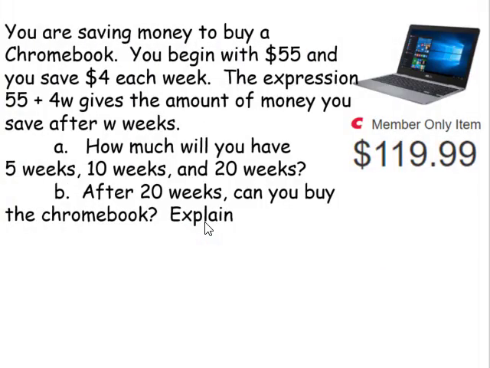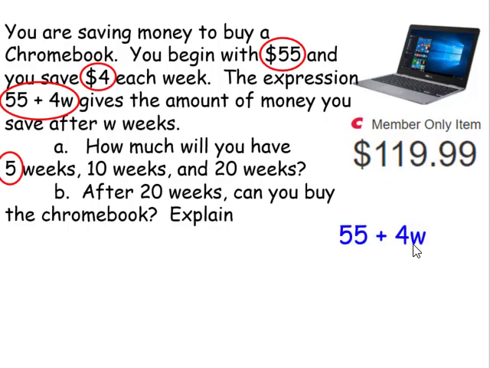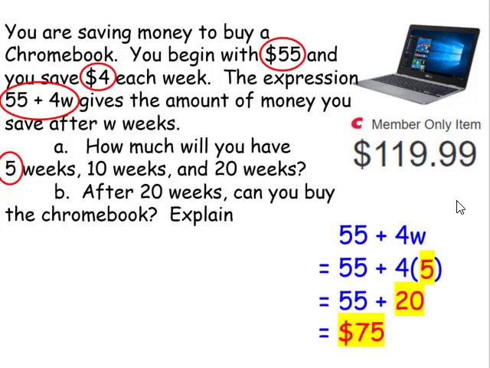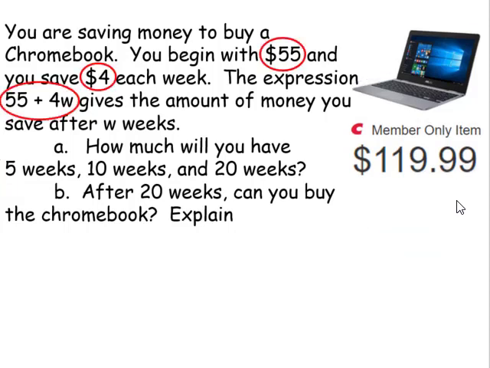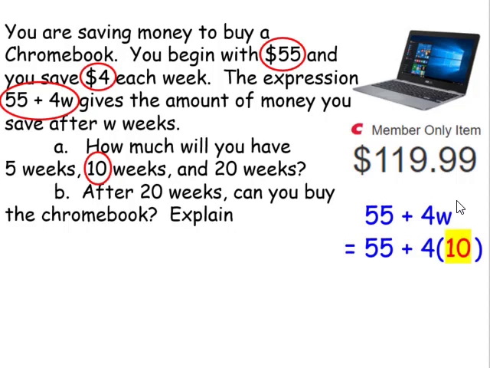Now we're back to our lesson goal problem. When we see our expression, 55 plus 4w, this 4w again means 4 times w. When we substitute the 5, it's 55 plus 20, which is $75. When we take a look at the next one, when we substitute the 10, it's going to look exactly the same. The only change is instead of writing a 5, we write a 10. 4 times 10 is 40. 55 plus 40 is $95.